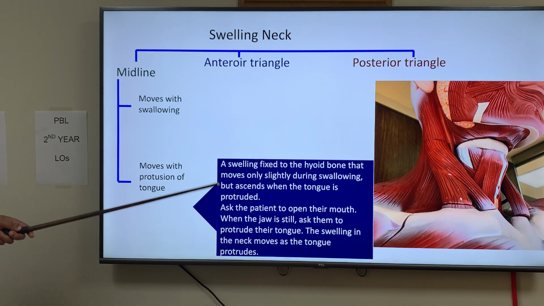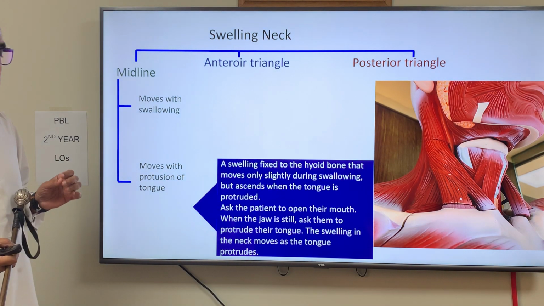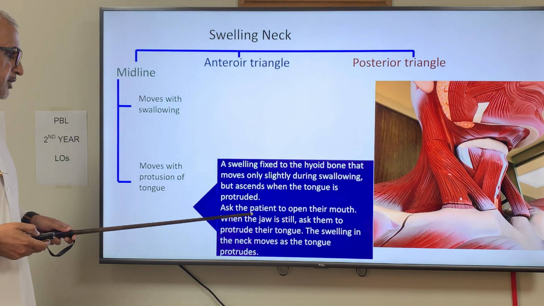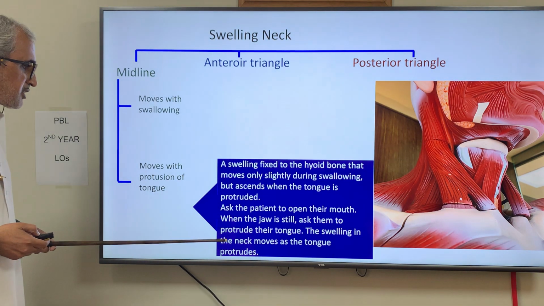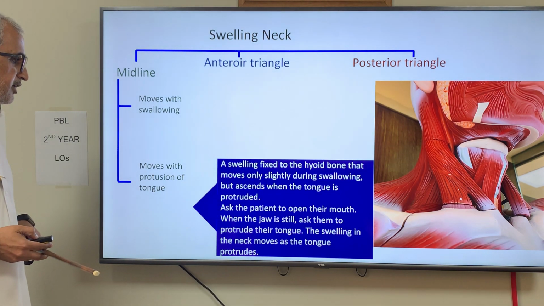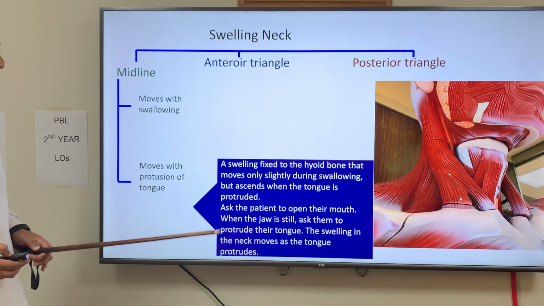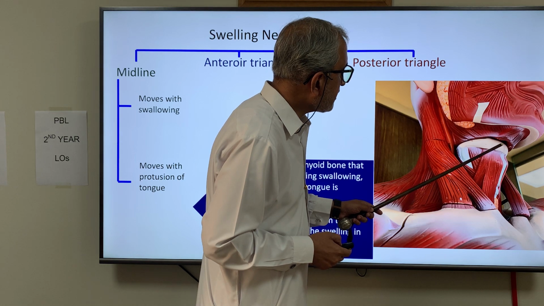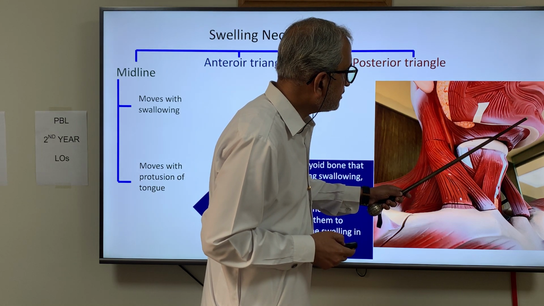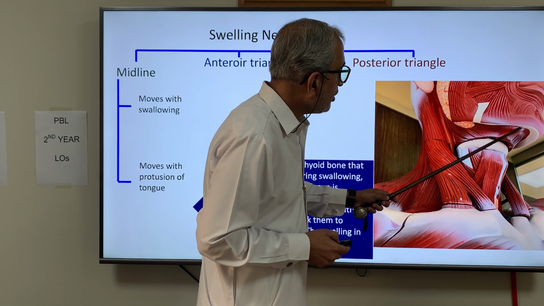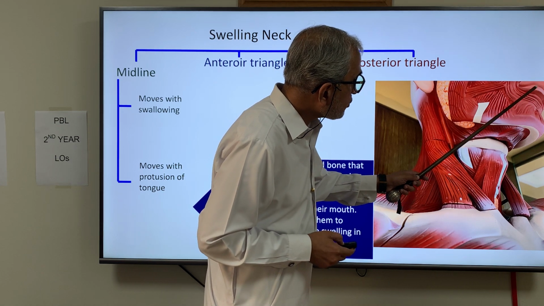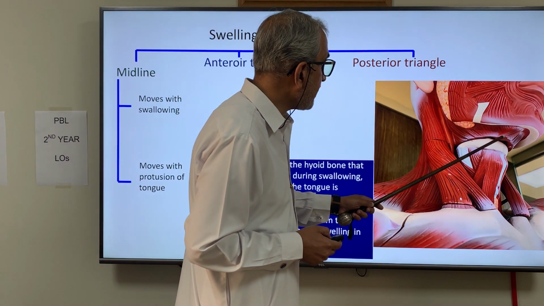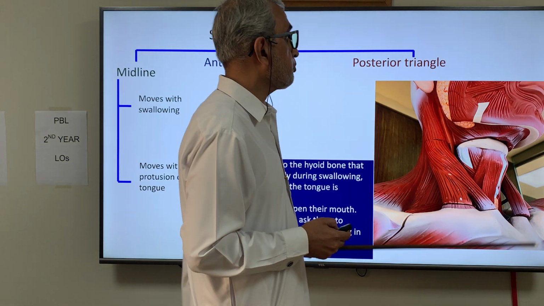A swelling fixed to the hyoid bone moves only slightly during swallowing but ascends when the tongue is protruded. Ask the patient to open their mouth. When the jaw is still, ask them to protrude their tongue. The swelling in the neck moves as the tongue protrudes. Now, if you see here, this is the hyoid bone. These are the muscles which are attached to the tongue and to the jaw. So when the patient is asked to protrude the tongue, the hyoid bone moves. The swelling is attached to this, so it will move on protrusion of the tongue.